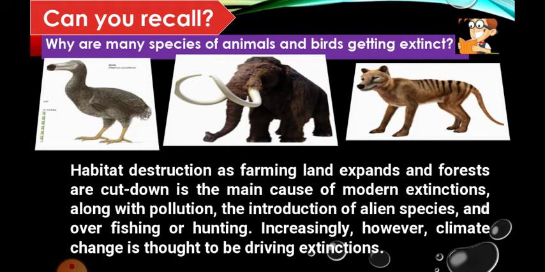Then overfishing or hunting. In the case of fish, overfishing is done because of the demand for fish. Those who like fish will know about it, that fishing is done on a large scale, and sometimes it is overfishing, and therefore some of the fishes are also getting extinct.